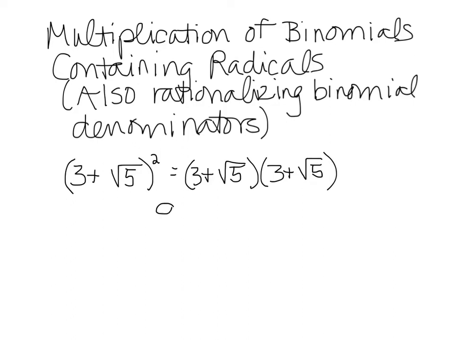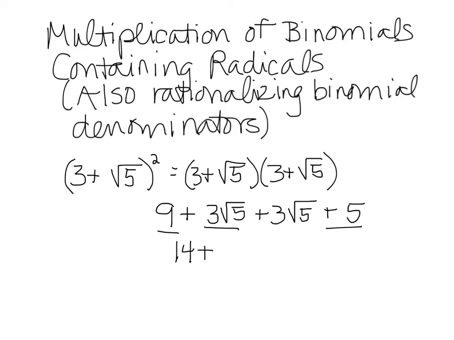First is 3 times 3, or 9. Outer is 3 root 5. Inner is 3 root 5. And last is root 5 times root 5, I hope you've got that down by now, is the constant 5. Then we just have to combine like terms. 9 plus 5 is 14, and 3 root 5 plus 3 root 5 is 6 root 5. When you have squares, they behave something like that.